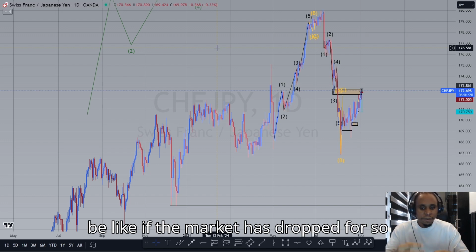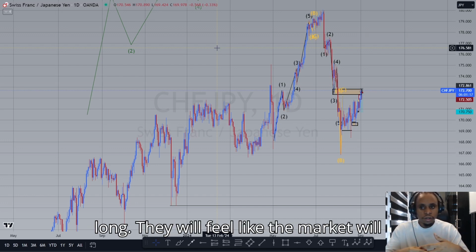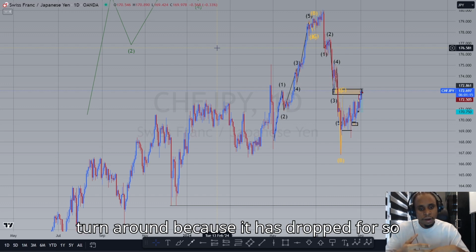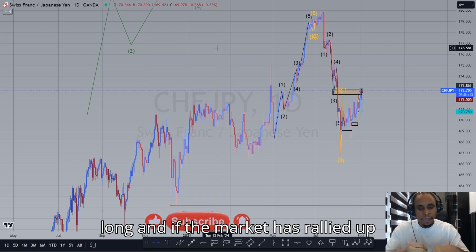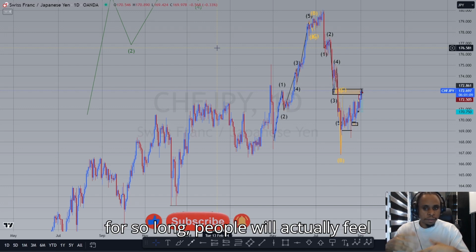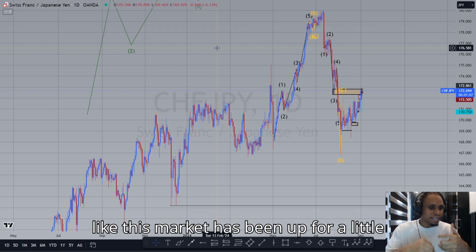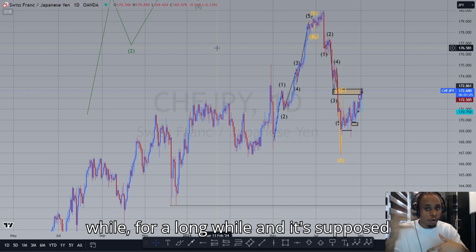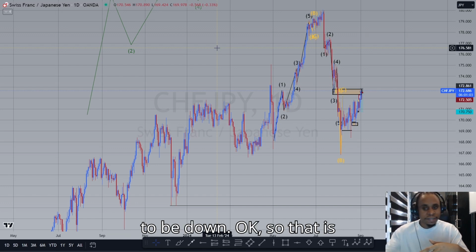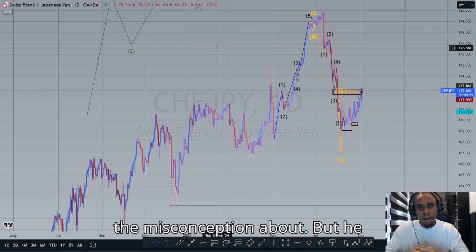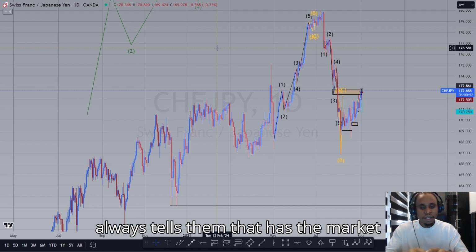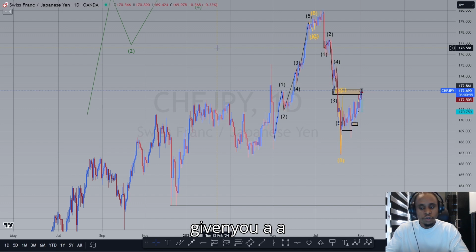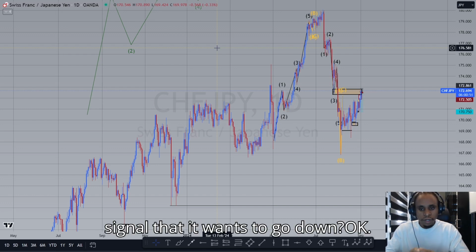They will feel like if the market has dropped for so long, it will turn around because it has dropped for so long. And if the market has rallied up for a long while, people feel like it's supposed to be down. That is the misconception, but he always asks them, has the market given you a signal that it wants to go down?